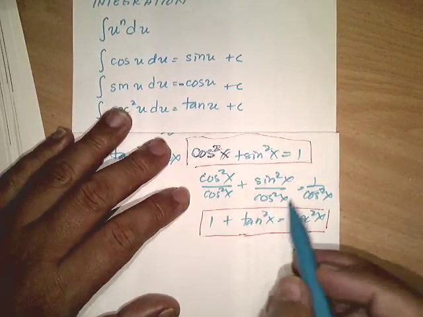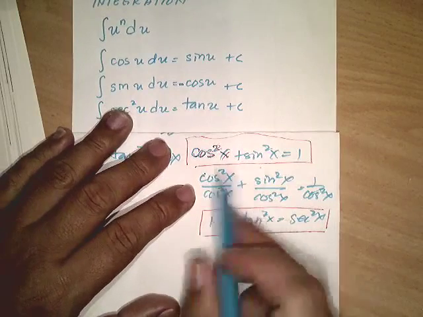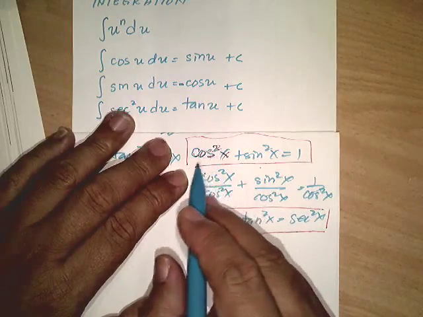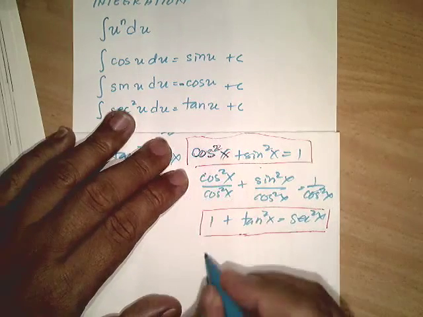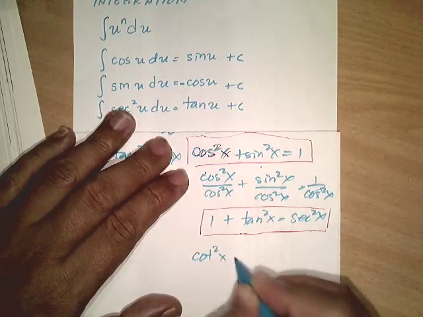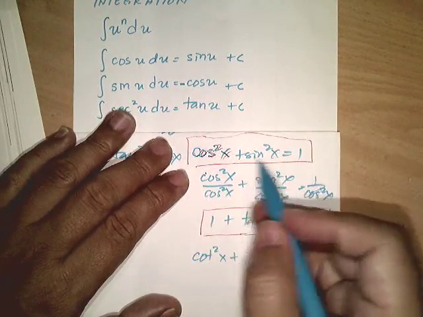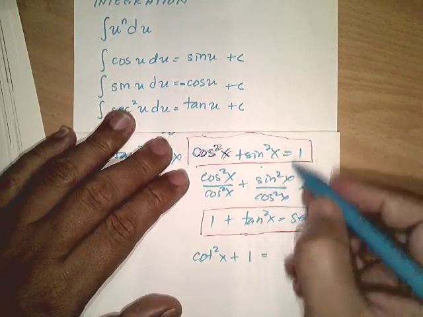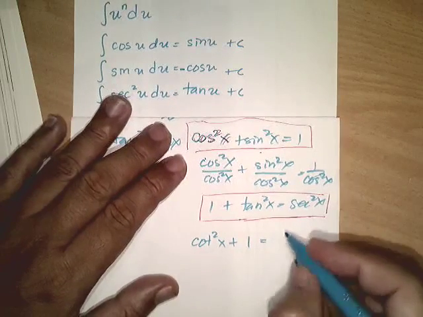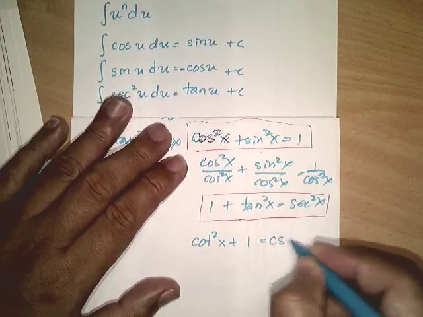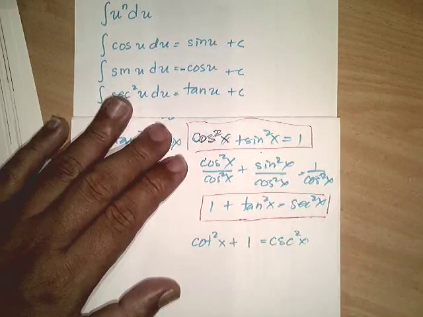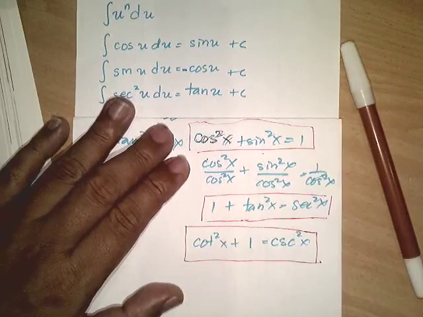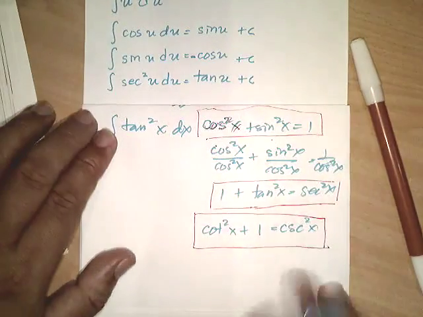Oh, by the way, if you divide this one by sine squared this time, cosine squared over sine squared is cotangent squared. So this becomes cotangent squared x plus 1 equals 1 over sine squared, which is cosecant squared. So this is another formula.